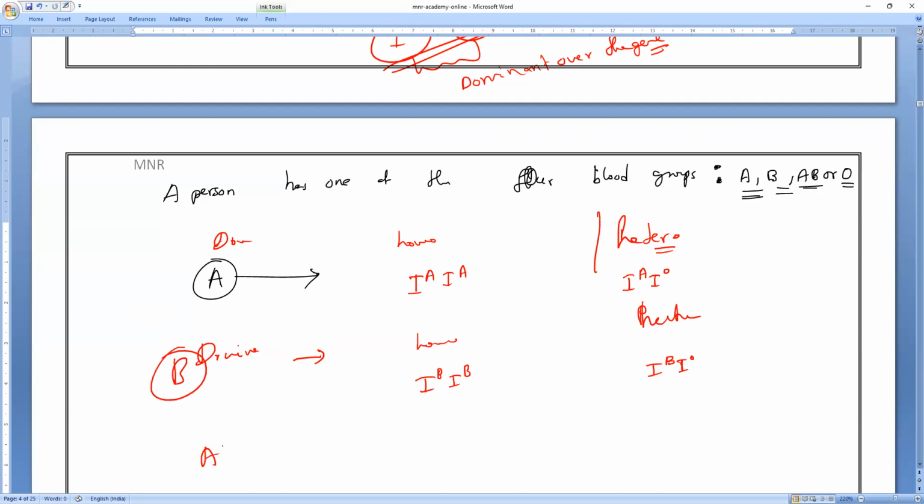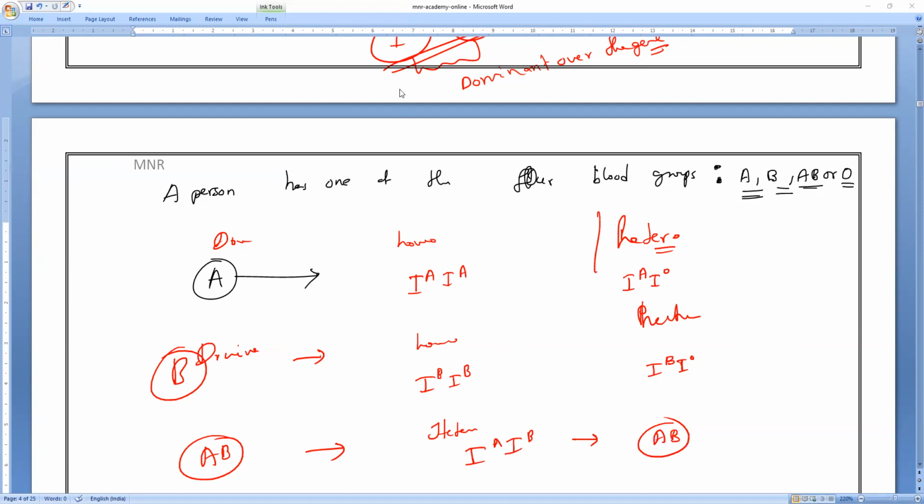Let me go to AB now. AB means no dominant, no recessive. Both are dominant. It is heterozygous, that is I power A, I power B. So the blood group of a person is AB. That is what you have to remember. Clear, everybody?